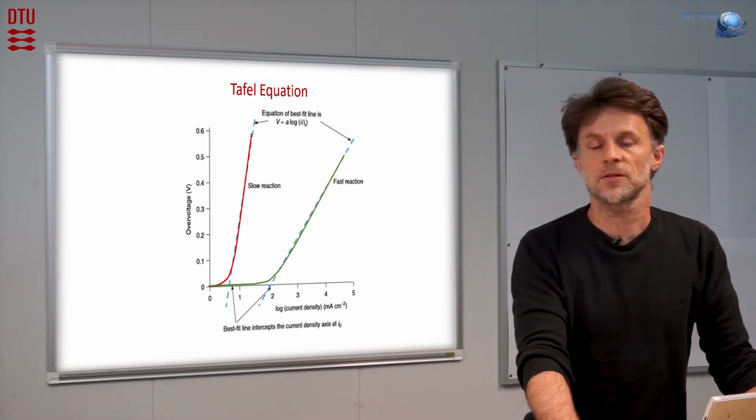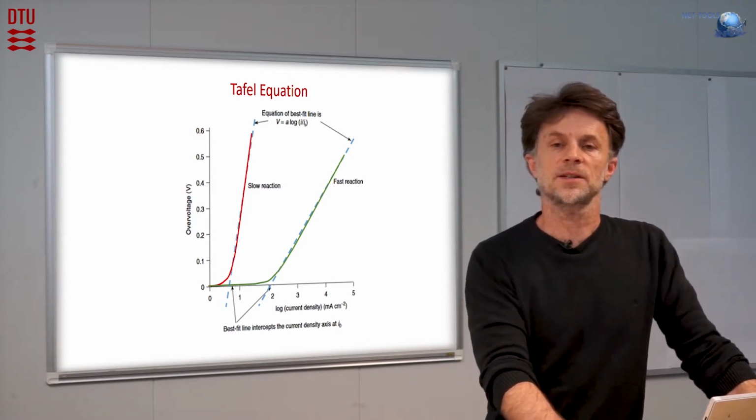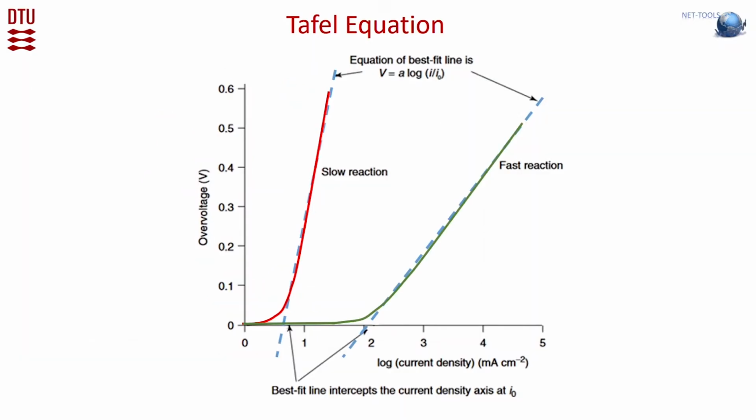So here is a plot of the Tafel equation. And you can see two curves with two different slopes. On the left axis you have the losses due to these activation losses. The red curve is for a slow reaction, and you can see that comparing with the green curve, the overpotential or losses are greater for lower current density. If we now fit the straight part of the curve with a straight line, the intercept we find will define I0, the exchange current density.